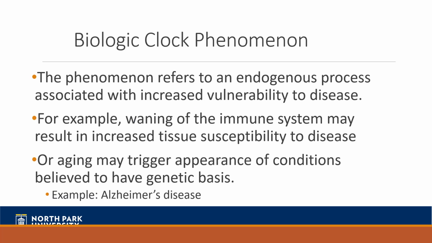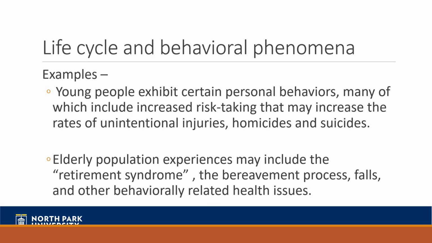The biologic clock phenomenon. This refers to an endogenous process associated with increased vulnerability to disease. As we age, our immune system doesn't work as well. And aging can trigger the appearance of conditions believed to have a genetic basis, like Alzheimer's disease, breast cancer, things like that as we age. So someone at age 18 with the BRCA gene has a very low incidence of breast cancer, but a patient in their mid to late 30s with the BRCA gene will have a much higher rate of breast cancer.